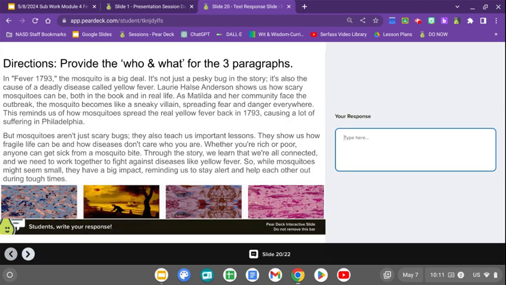For these two paragraphs, you're going to provide the who and what. Who is these paragraphs mostly about, and what are these paragraphs mostly about? Let's take the time to do so now.